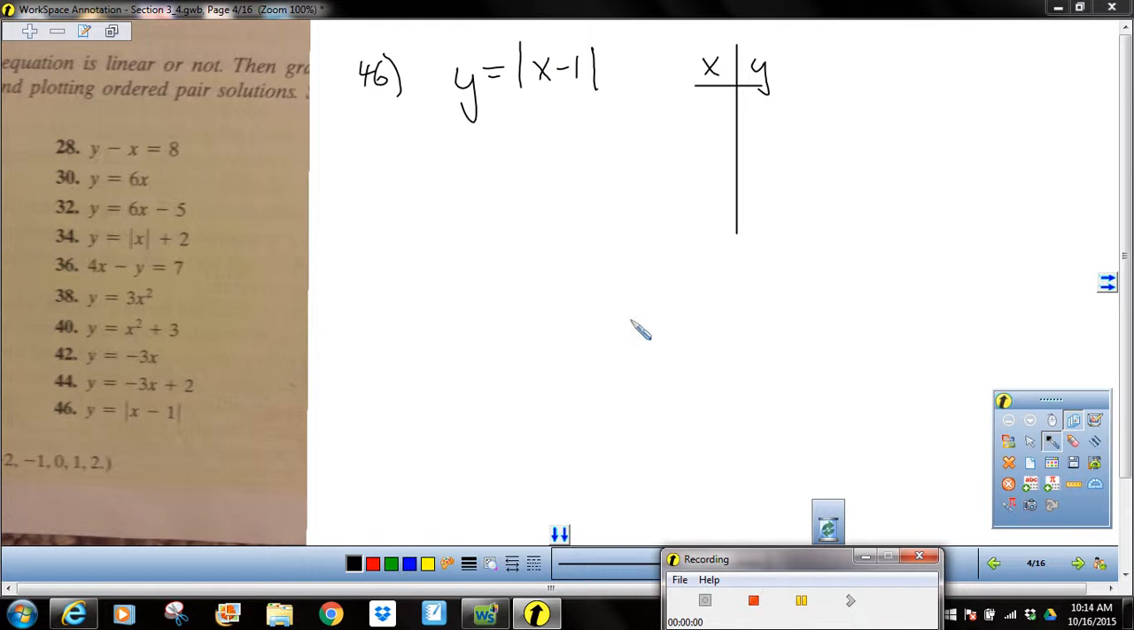Alright, we have a few more problems to do on section 3.1, and we ended off with number 44, so now we're doing number 46. On number 46, it is not linear, and the reason why is because of the absolute value.